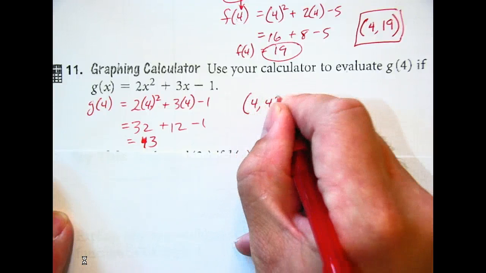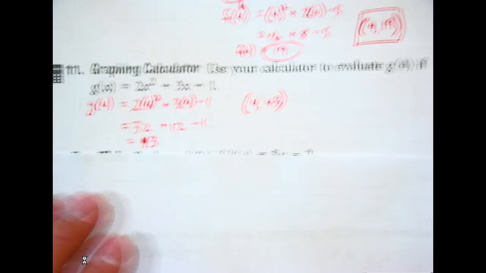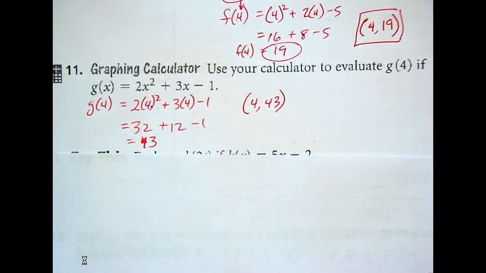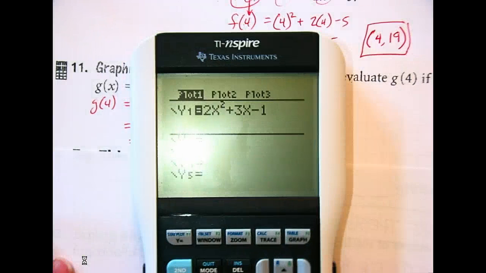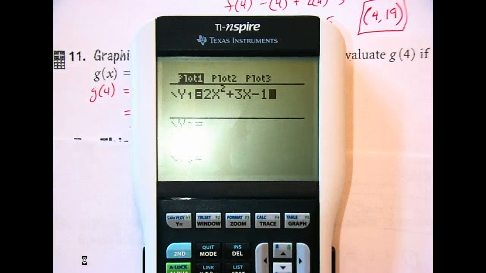4, 43. Now really, when they say evaluate it using your graphing calculator, they're saying, okay, take your graphing calculator. In the y equals menu, put in your equation, 2x squared plus 3x minus 1. This is one way to do it, probably the quicker way, I think. Okay, so we put that in there.